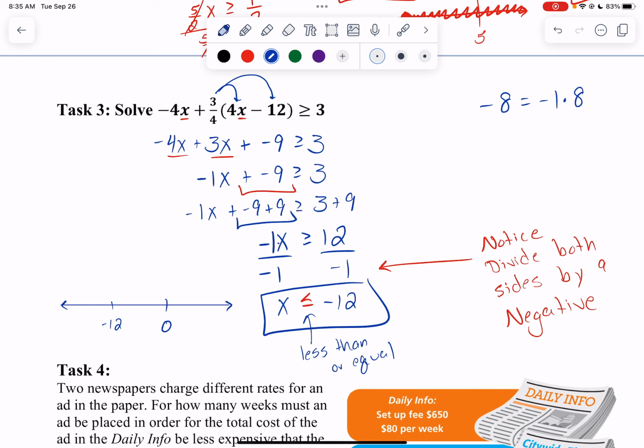So I want all the numbers less than or equal to negative 12. So I'm going to go ahead and put a dot at negative 12. Shade the numbers that are less than that. And it's equal to, so close that dot up. So any number down here will work.